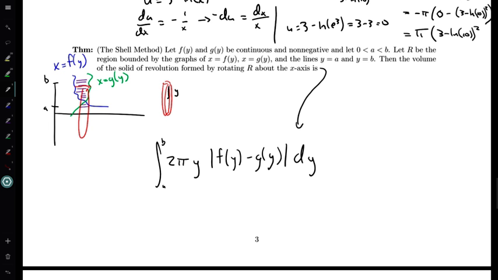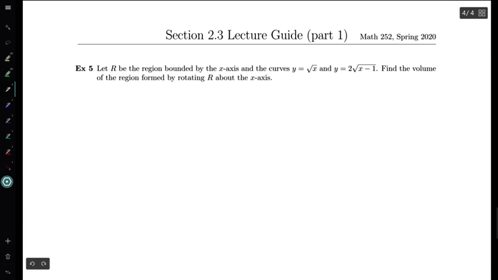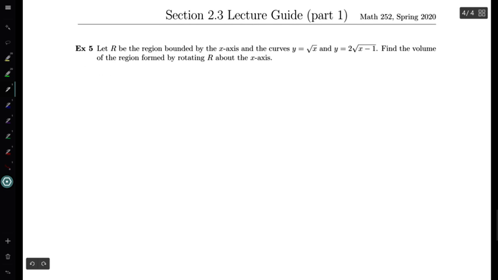All right, so for the moment, let's take a look at example number 5, which is asking about the region R bounded by the x-axis, the curves y equals square root of x, y equals 2 root x minus 1, and we want to find the volume of the solid formed by rotating R about the x-axis. Great, so let's draw a picture of this region first, as always.